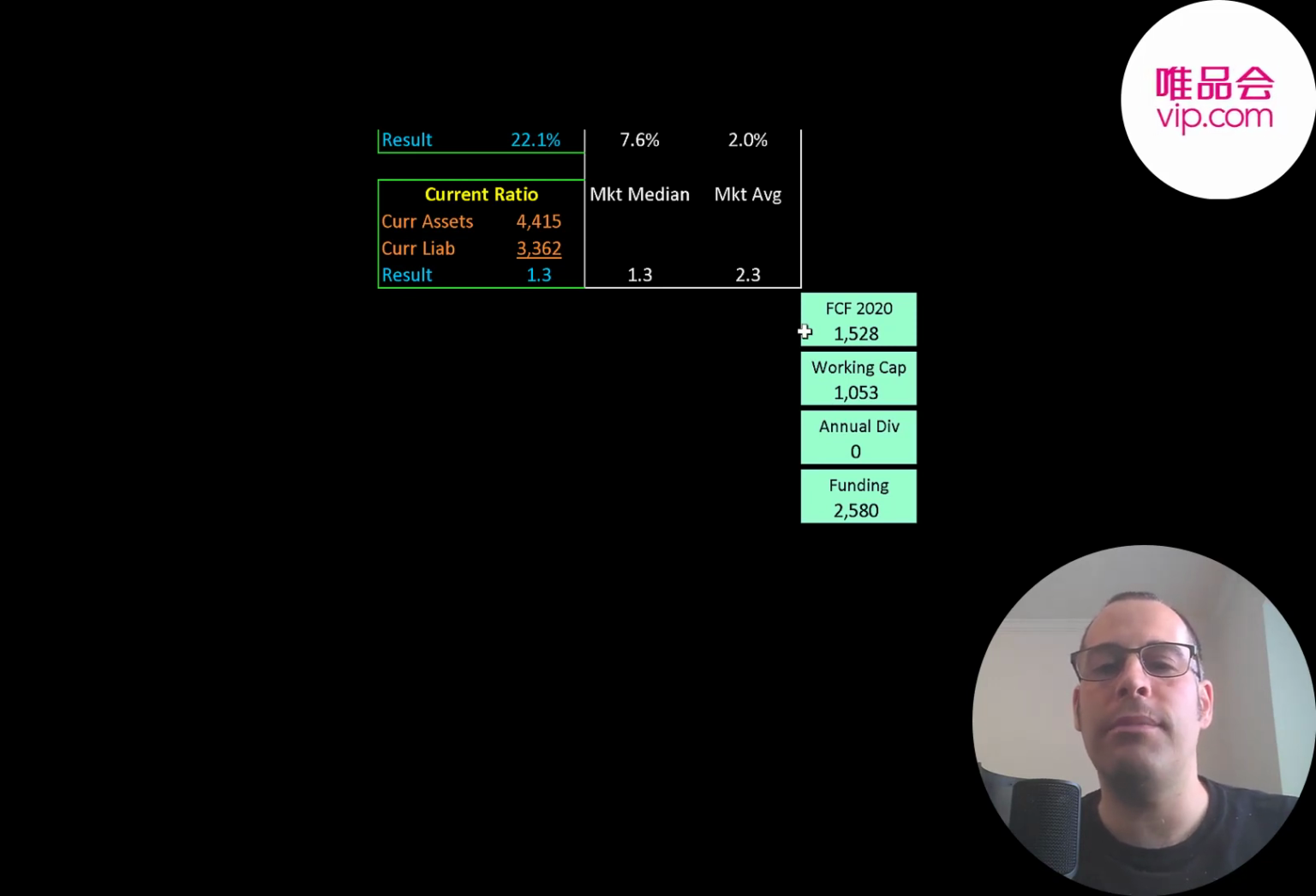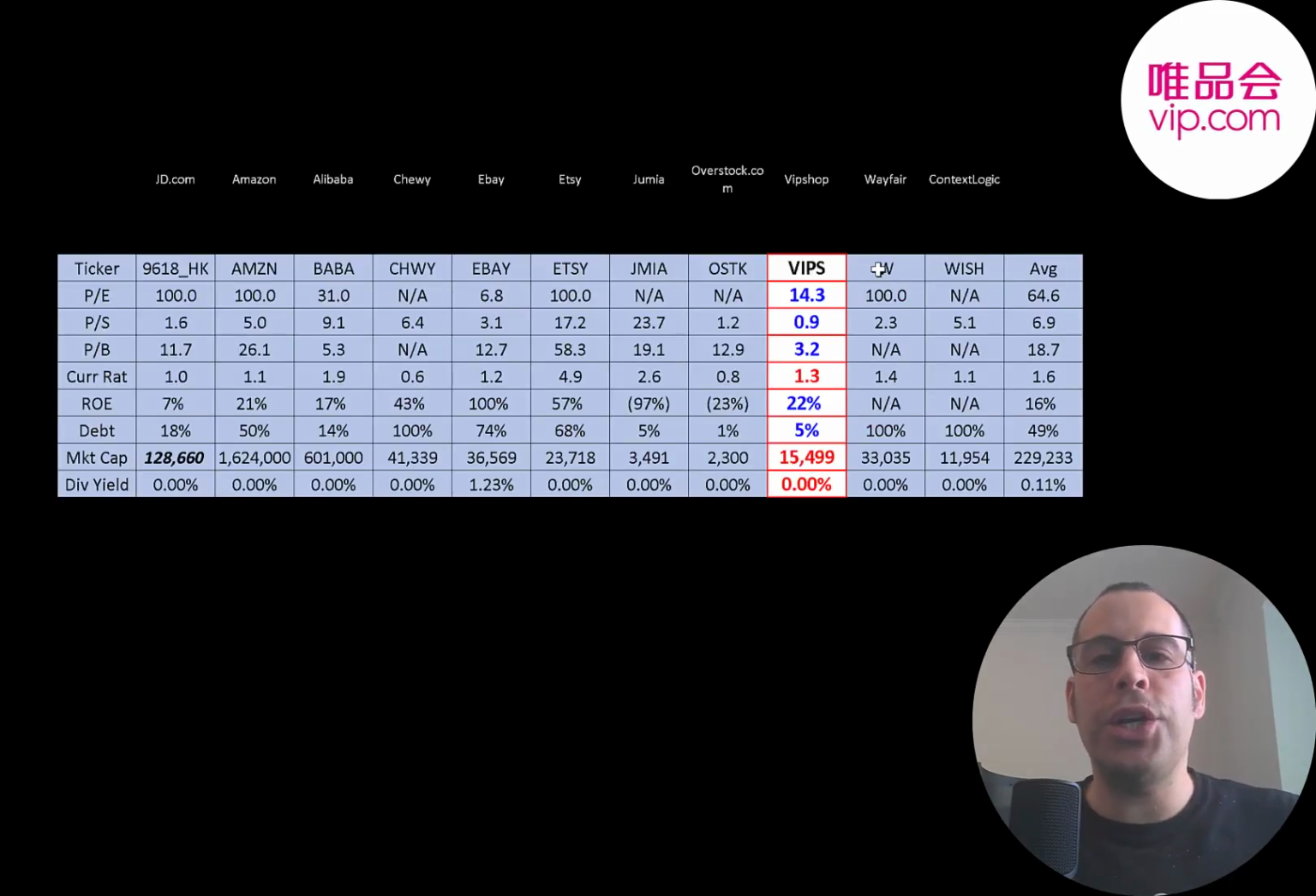They had $1.5 billion of free cash flow and over $1 billion of working capital. Working capital is current assets minus current liabilities. So they have $2.5 billion of funding. The best way to look at ratios is to compare them to companies in the same industry. I've done videos of 11 companies in the same industry as Vips. And if Vips has a number in red, they're worse than the average. If they have a number in blue, they're better than the average.